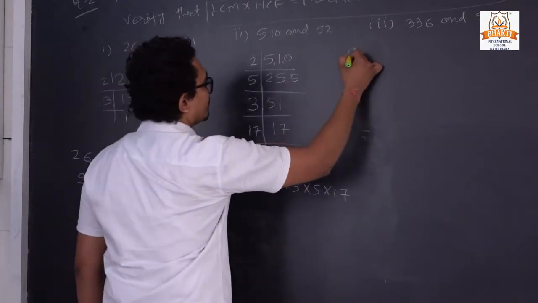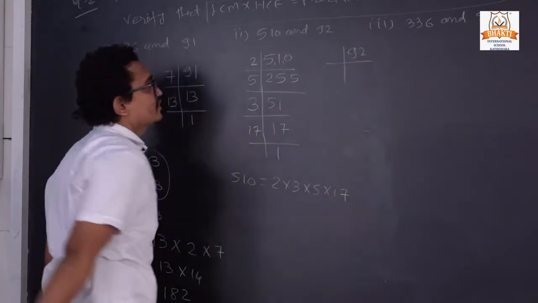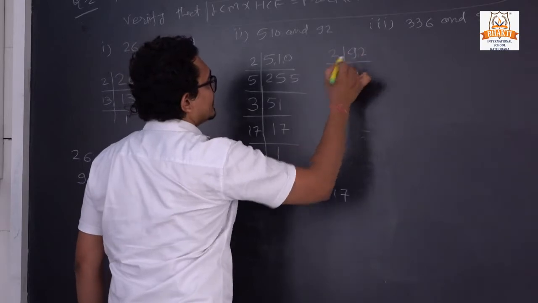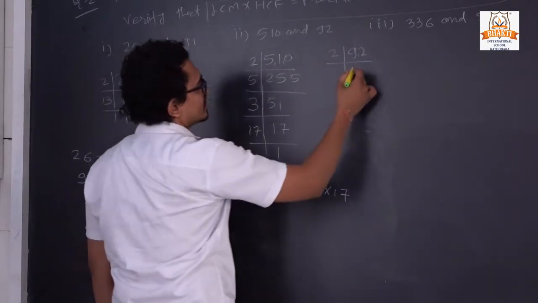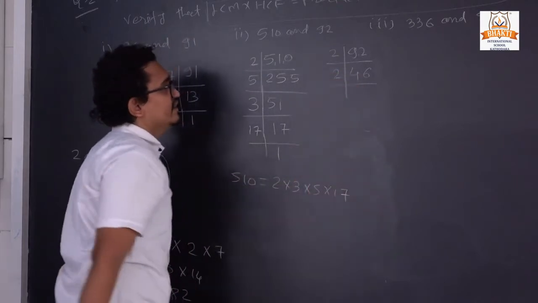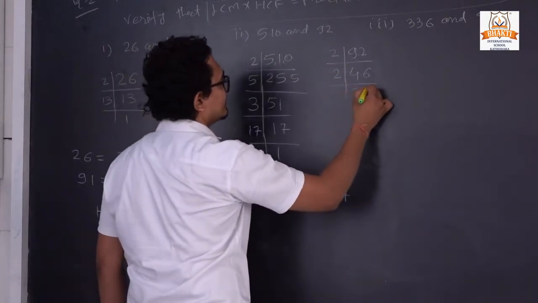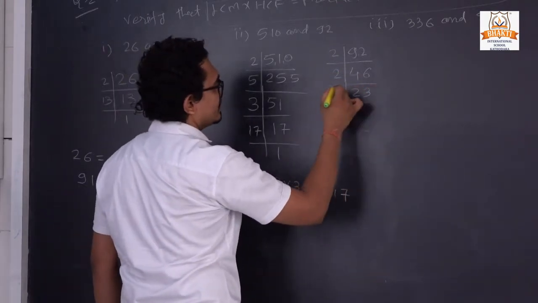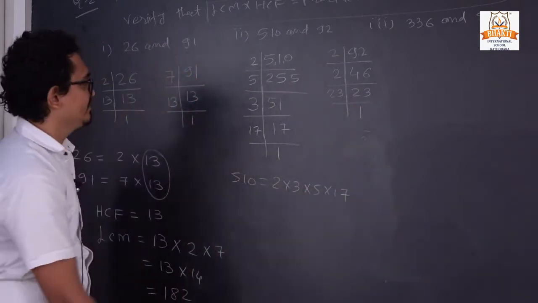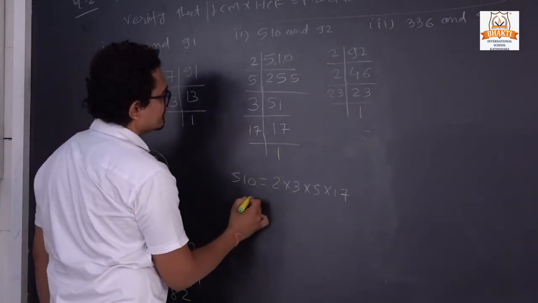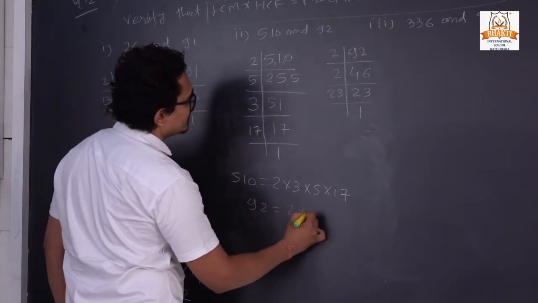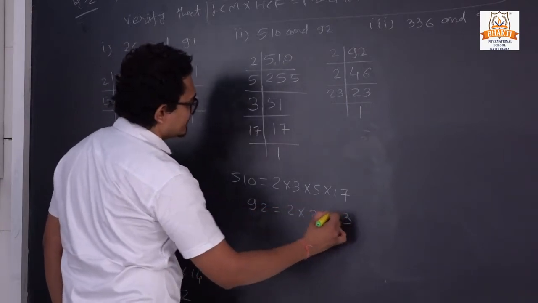Similarly, we can perform the same for 92. So it will be divisible by 2. So 2 4s are 8, here we have a 1. So it will be 46. Once again it will be divisible by 2. So 23, and 23 is a prime number, so it will be divisible only by 23. So what is its prime factor? 92 is equal to 2 into 2 into 23.